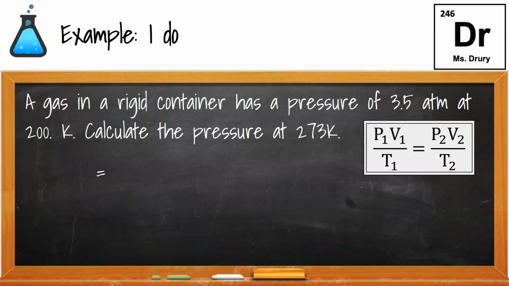So I'm going to do an example. A gas in a rigid container has a pressure of 3.5 atmospheres at 200 Kelvin. Calculate the pressure at 273 Kelvin. Notice that a rigid container means the container can't change its volume like a balloon would, so we're going to cross the volumes out.